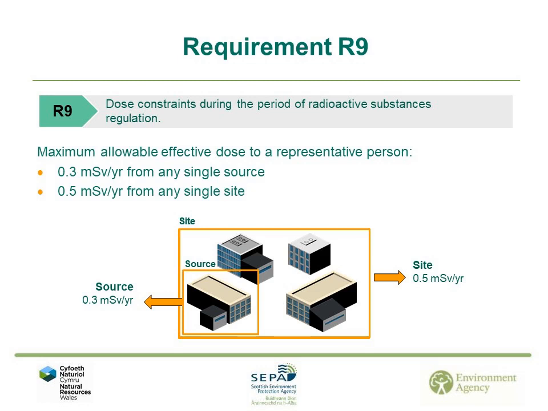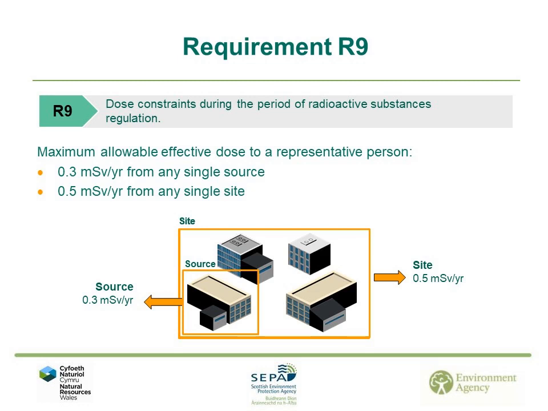Requirement R9. Requirement R9 stipulates that during radioactive substances regulation, the effective dose from the authorised site to a representative person shall not exceed a source-related dose constraint and a site-related dose constraint. These constraints are set out in law for the environment agencies to apply when discharging their duties, and these are the criteria that we use in regulation of ongoing radioactive substances activities.